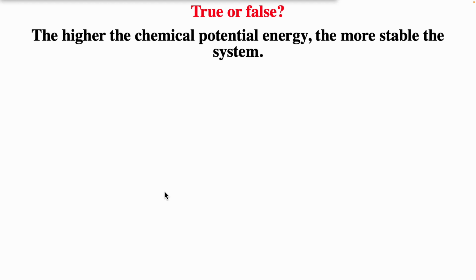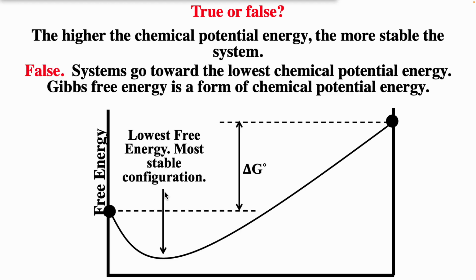So true or false, the higher the chemical potential energy, the more stable the system. That would be false. The higher the potential energy, the less stable the system.